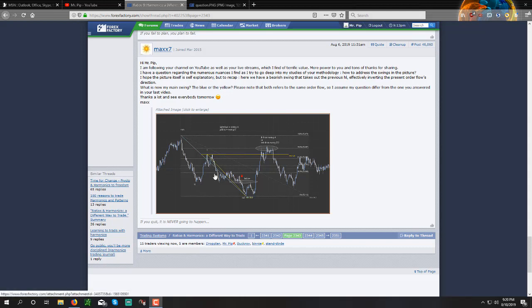Inverting the present order flow's direction, I guess, because we went from a new structure high to a new structure low. So I guess there was an expectation failure somewhere down here, which is not identified, but we'll get to that. What is now my main swing? The blue or the yellow? The yellow or the blue? Okay. Please note that both refer to the same order flow. So I guess this and this all refer to the same order flow, according to you, Max.